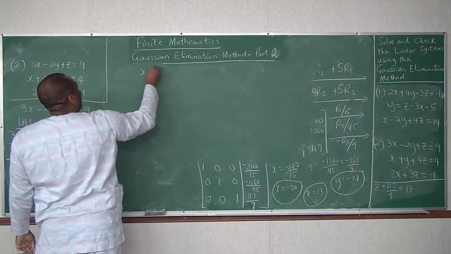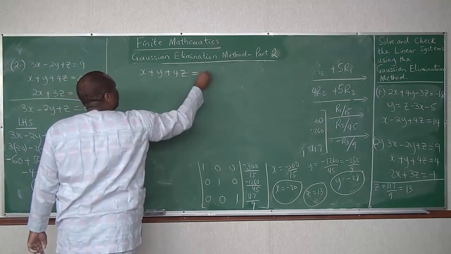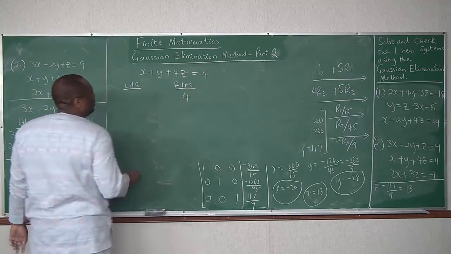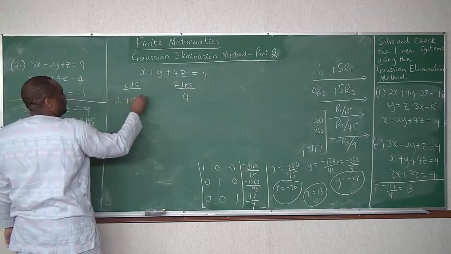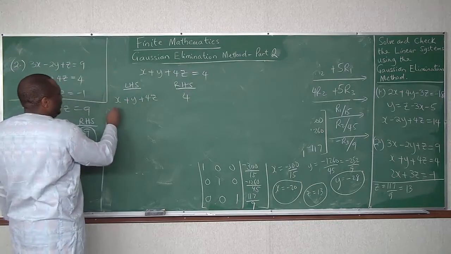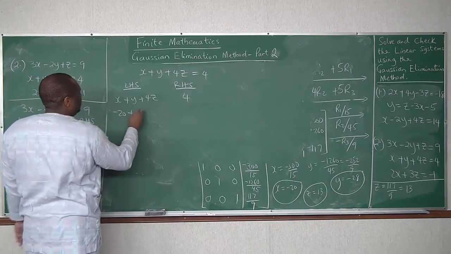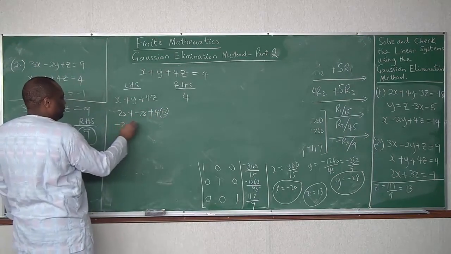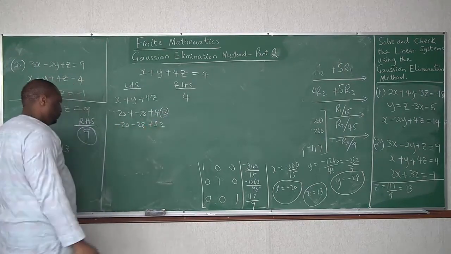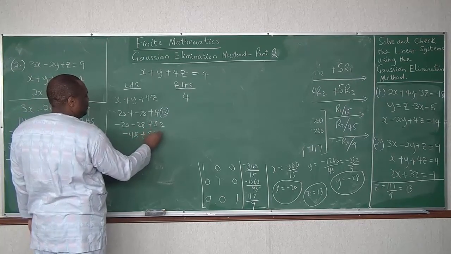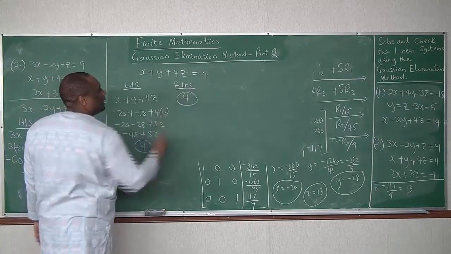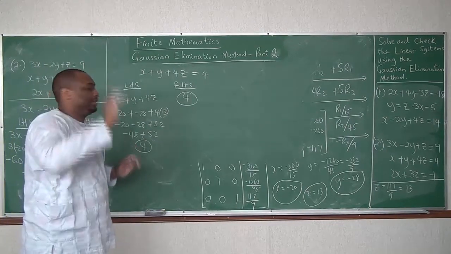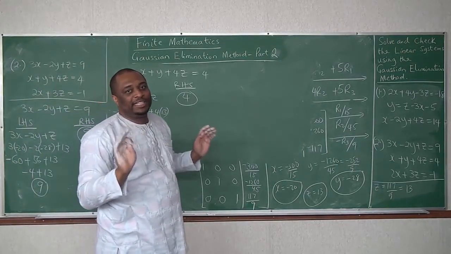Now this will be x plus y plus 4z equal to 4. Left hand side, right hand side. Right hand side is 4. Left hand side is x plus y plus 4z. So x is negative 20 plus y is negative 28 plus 4 times 13. So this is minus 20 minus 28 plus 52. So this is minus 48 plus 52. And that is 4. 4 on the left, 4 on the right. You just jump a little higher than the ones you did before. But yet, not touching the ceiling. Don't touch the ceiling yet.